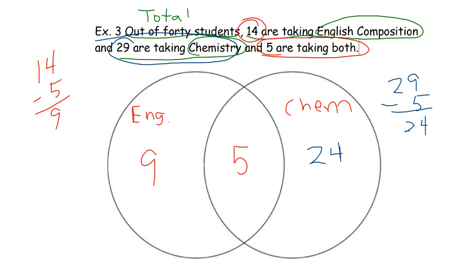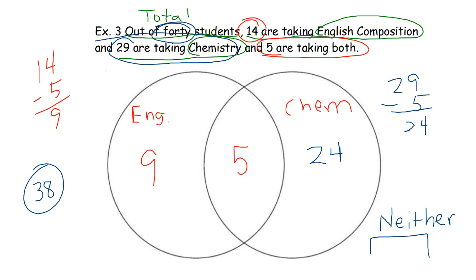But we have this other issue here. We've got a total of 40 students. Well, let's see what we get when we add these up. So we got 24 plus 5, which is 29. 29 plus 9 is 38. Well, guess what? If we have a total of 40, we need a category outside the circle for neither. And since we have a total of 38 taking these courses, that means that there are 2 taking neither.